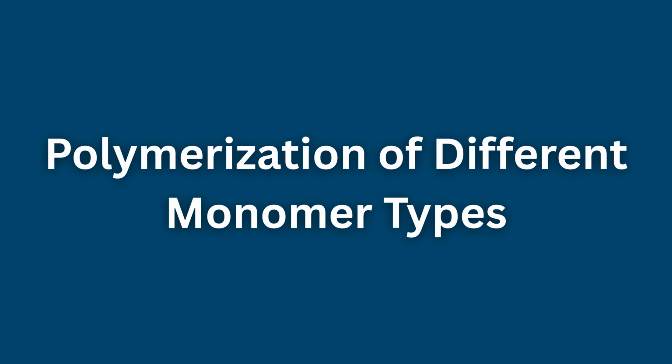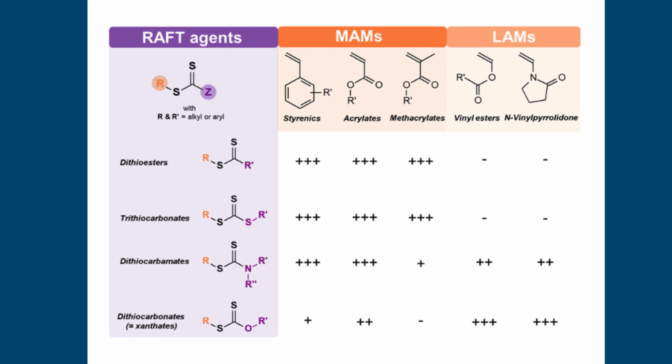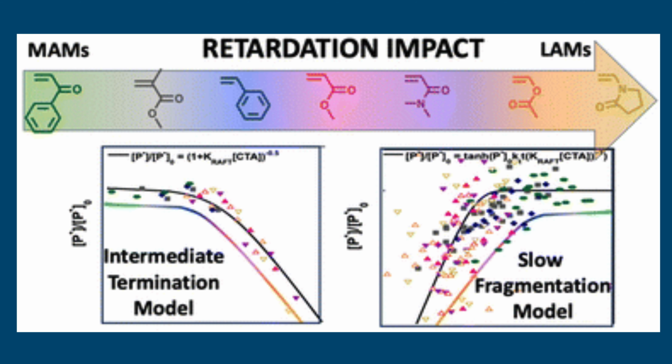Polymerization of different monomer types. RAFT polymerization can be used to polymerize a wide range of vinyl monomers. More activated monomers, MAMs. These include styrenes, (meth)acrylates, (meth)acrylamides, acrylonitrile, and vinyl pyridines. For these monomers, aromatic dithioesters and trithiocarbonates are commonly used RAFT agents because they stabilize the intermediate radical effectively.